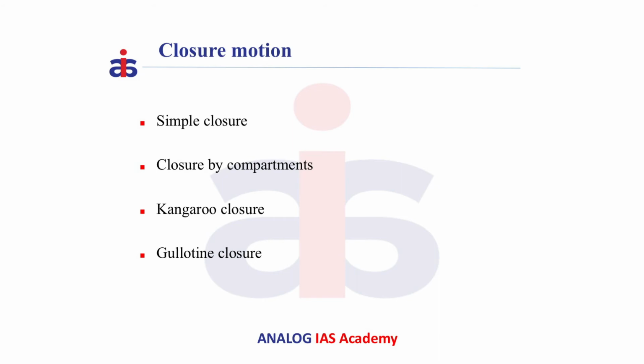Next, closure by compartments. In this, the clauses of the bill are grouped into parts and these parts are debated as a whole and the entire part is put to vote. Next, kangaroo closure. In this, only important clauses are taken up for debate and voting is done on these parts. Next, guillotine closure. In this, the undiscussed clauses of a bill or a resolution are put to vote along with the discussed parts because the time allotted for the discussion is over.